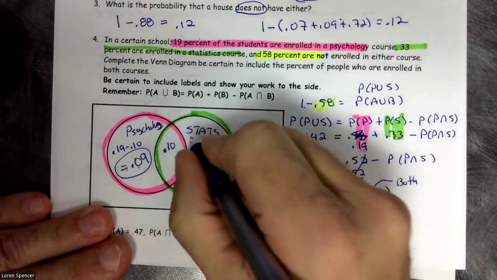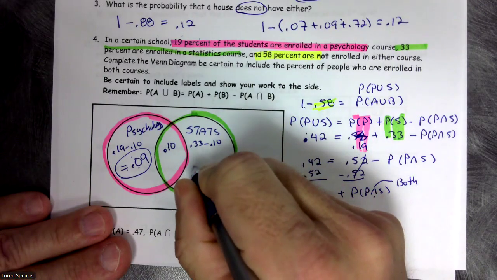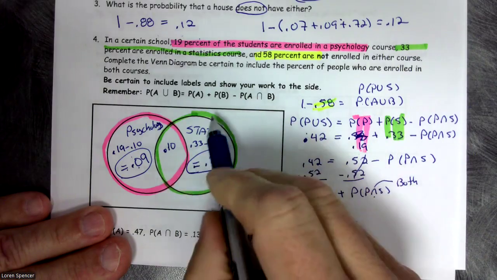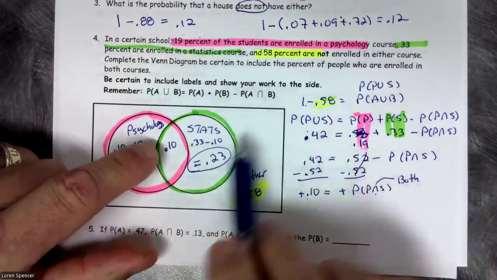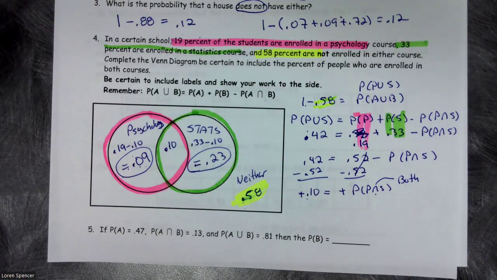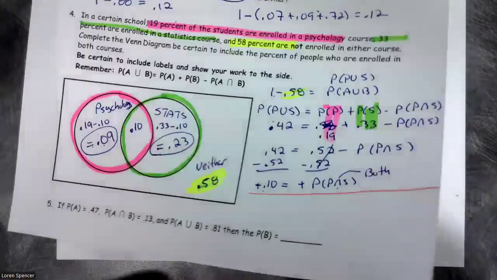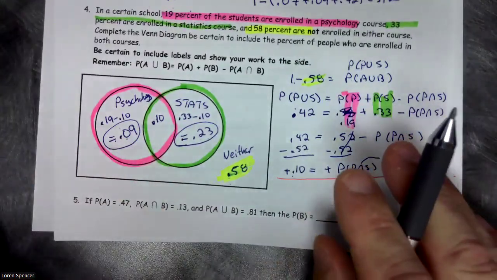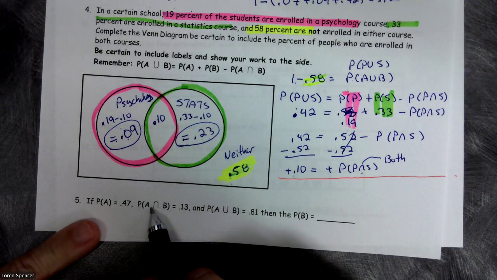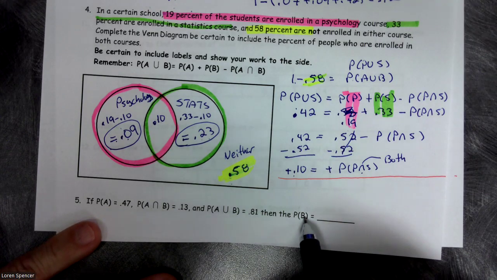All right. Next problem. If the probability of A is 0.47, probability of intersection is 0.13, and A union B equals this, well, then what's the probability of B? Well, A union B tells me I need to write the probability of A union B equals the probability of A plus the probability of B minus the intersection. All right. Well, I know what A union B is. I know this is 0.81.